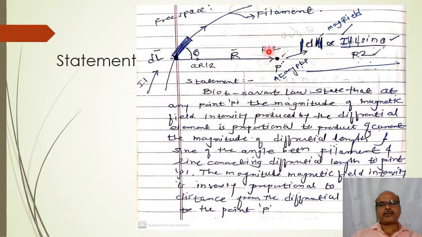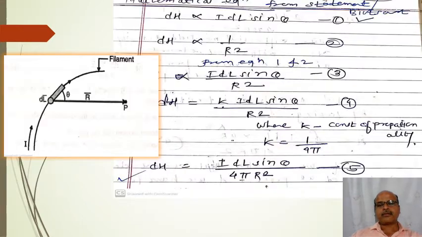We have to start from this point P, and the magnitude of magnetic field intensity is proportional to the product of current, magnitude of differential length, and sine of the angle between the filament and the line joining to the point P, and inversely proportional to the square of distance. As per the statement, we'll mention the equations: the magnitude of magnetic field intensity is proportional to the product of current, magnitude of differential length, and sine of the angle between them, that is sine theta. Therefore we can write dH is directly proportional to I dl sine theta, equation number 1.